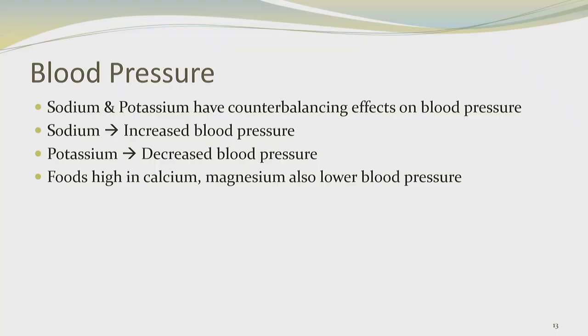So we did talk about sodium and potassium at the beginning of our discussion today, how sodium and potassium have a counterbalancing effect on blood pressure. So we know that high intakes of sodium will increase blood pressure, whereas when we have high intakes of potassium, it will lower blood pressure. It's also known that foods that are high in calcium and foods that are high in magnesium also do lower blood pressure.